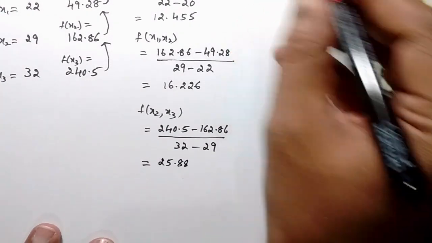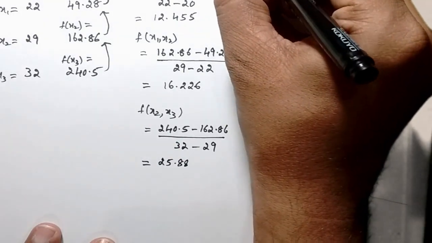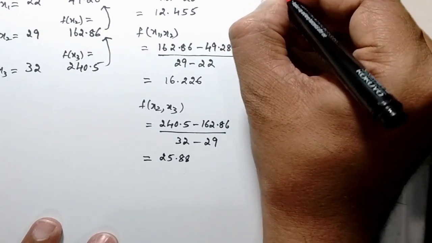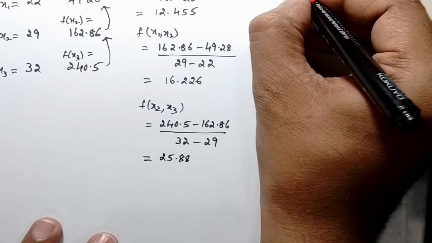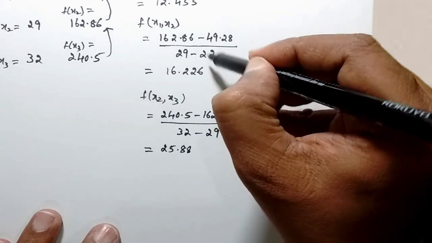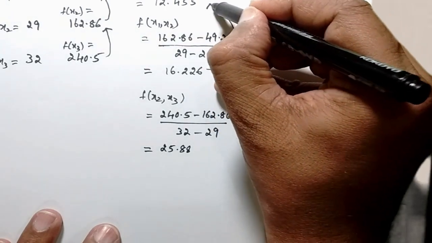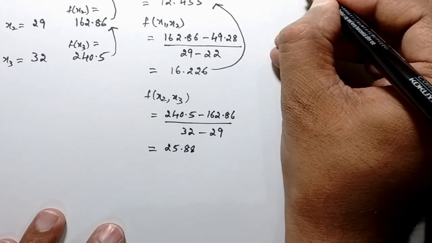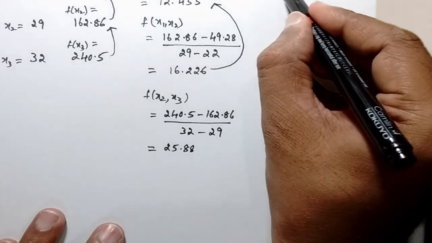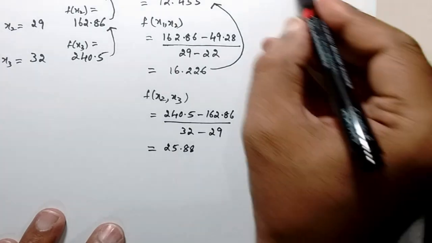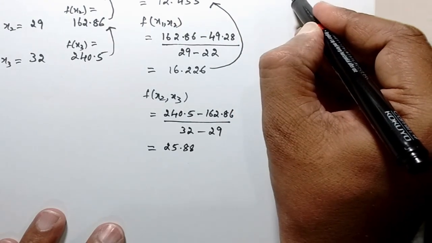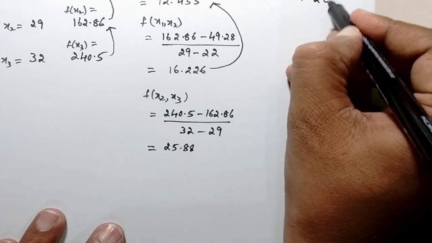Similarly, I'll write down the second divided difference. Second divided difference. So second divided difference value will be f of 3 values you have to get, x0, x1 and x2. So how to write down the difference of these two values? So second value minus the first value, that is 16.226 minus 12.455 divided by how much? Divided by this final value minus the initial value, x2 minus x0. x2 value is 29 minus x0 value is 20.